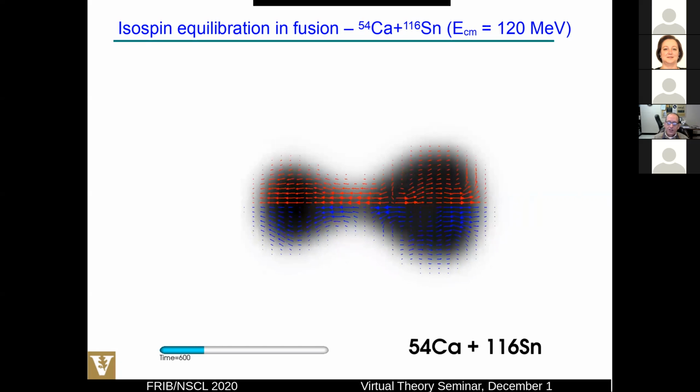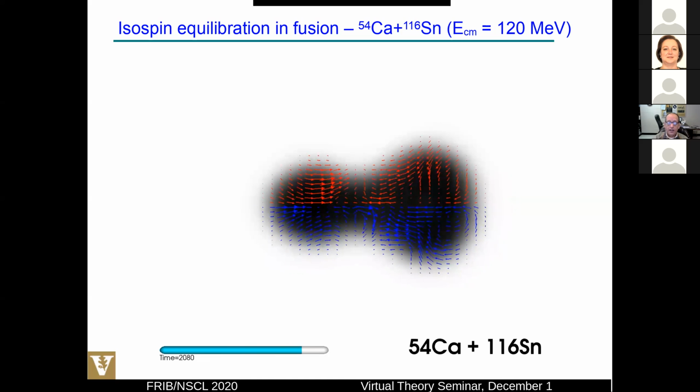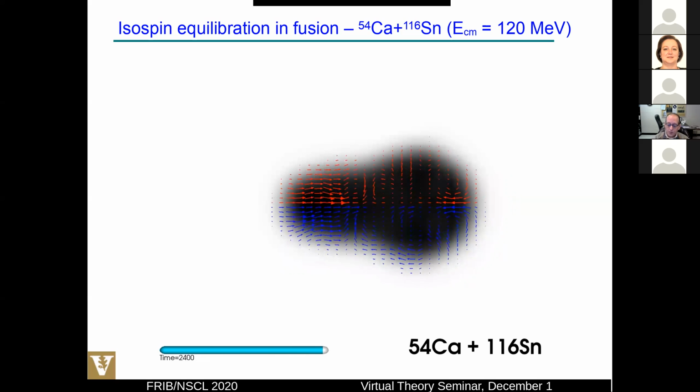So you see, initially protons were coming from tin to calcium, etc. And then as the time goes on, you get things going back and forth, and trying to equilibrate itself. So this is a very interesting phenomenon. You can see this is a very exotic system, but you can see that in all the reactions. And in this case, the system fused.